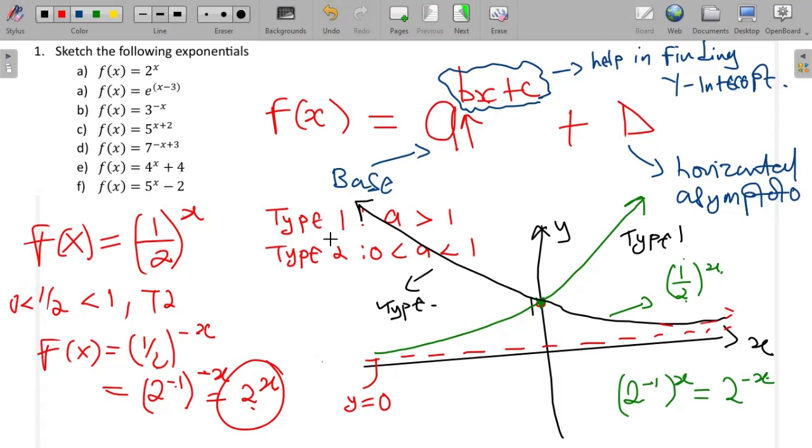Okay, so once you know the base, you also have to know the horizontal asymptote. The number which we add to this base to the power something is the horizontal asymptote. And then the other thing that we need is just to find the y-intercept. So how do we find the y-intercept? We always set x to be equal to 0, and then we solve the equation that we've been given. Okay, so now let's sketch this question that we've been given here.